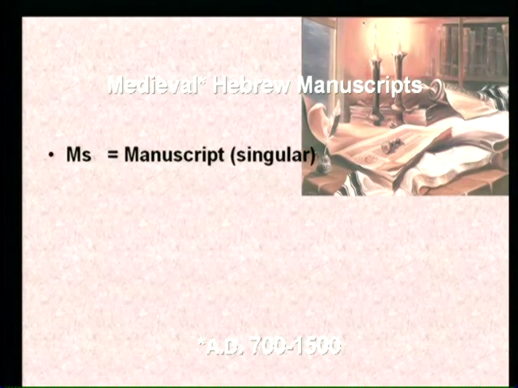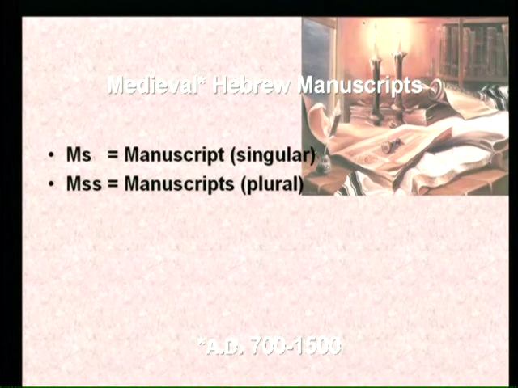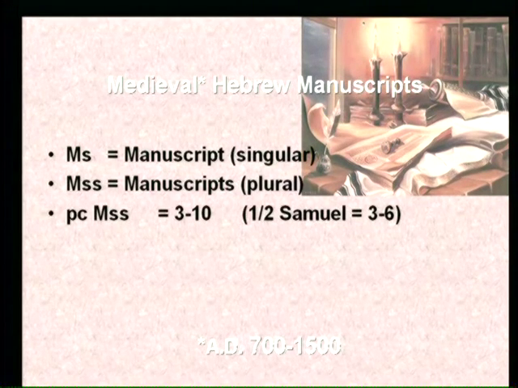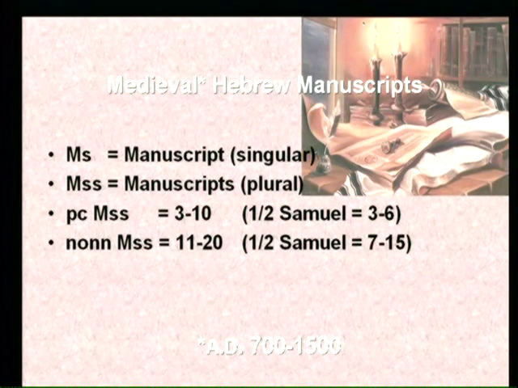The medieval Hebrew manuscripts, the major manuscripts, are indicated in the textual critical apparatus by abbreviations. MS means manuscript, singular. When it is found in the textual critical apparatus on the line of the text, not as a superscript, it means medieval Hebrew manuscripts. MSS is the plural. It's manuscripts. If you see PC MSS, that means a few medieval Hebrew manuscripts, which means 3 to 10. In 1st and 2nd Samuel, however, it means 3 to 6. If you have NONN, that stands for Nonnulli manuscripts. The previous was Pauci, using the Latin abbreviations here. Means a few, 11 to 20, and some, 11 to 20, or in 1st and 2nd Samuel, 7 to 15.